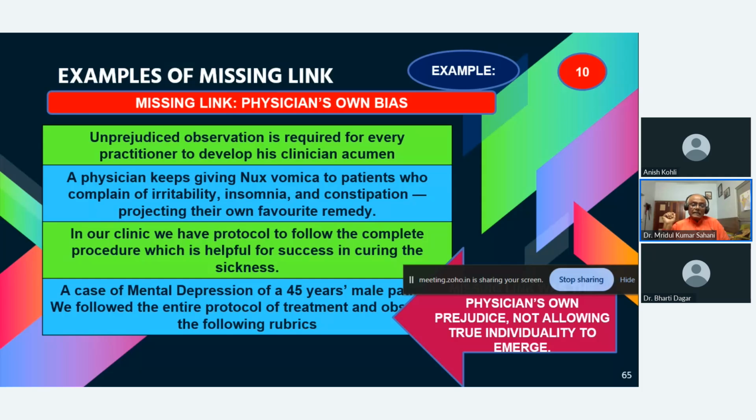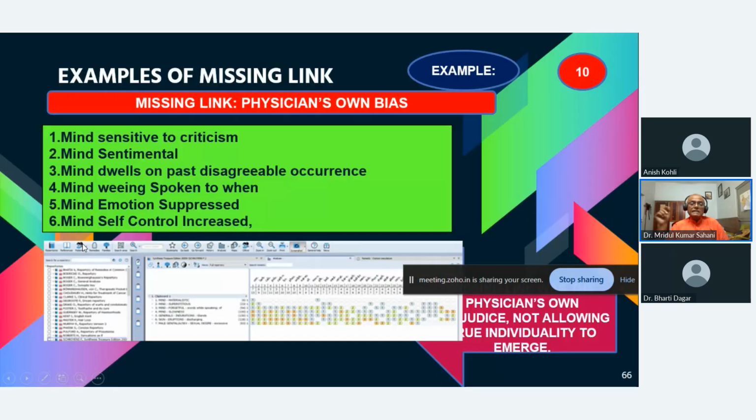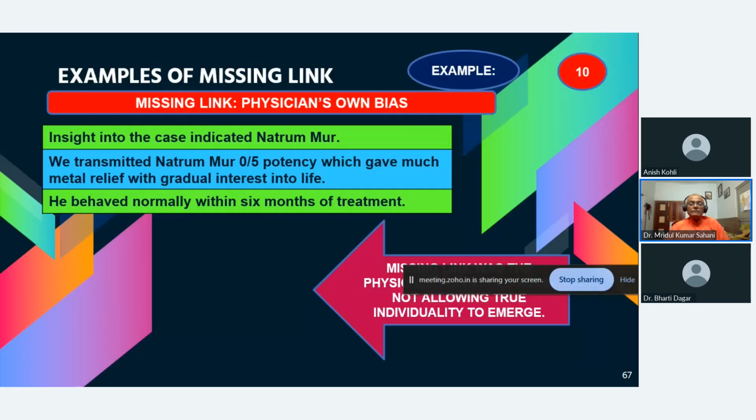A case of mental depression, a 45 year old male. We followed the entire protocol of the treatment and observed the following rubrics: sensitive to criticism, sentimental, dwells on past disagreeable occurrences, weeping when spoken to, and emotional suppression and self-control increased. Just see, the medicine was Natrum muriaticum, which was given in 0/5 potency, and gave much relief mentally and gradually interest in life. He behaved normally within 6 months of the treatment.